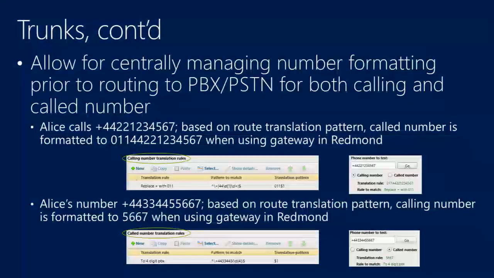You also have the capability at the trunk level of being able to manipulate the digits. And this kind of brings it all back to the discussion I had before about E.164 and why it's so valuable. Let's look at this example. We've got our friend Alice. Alice calls this number in the UK.